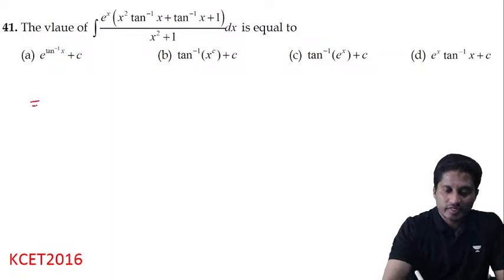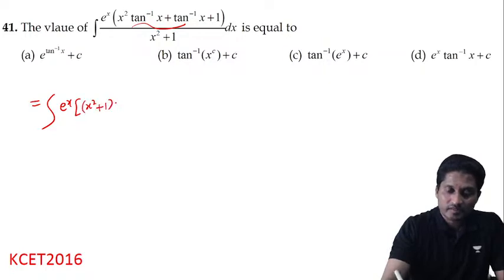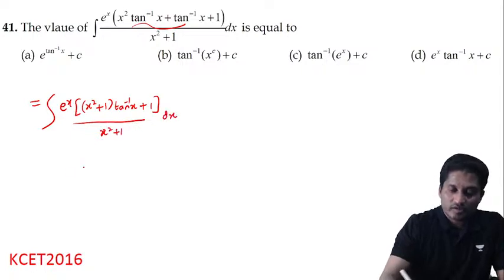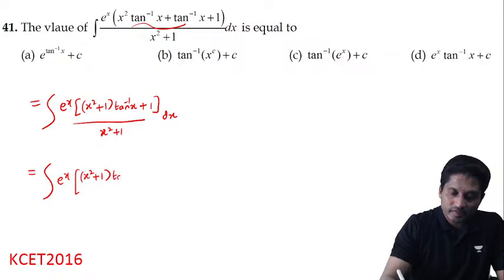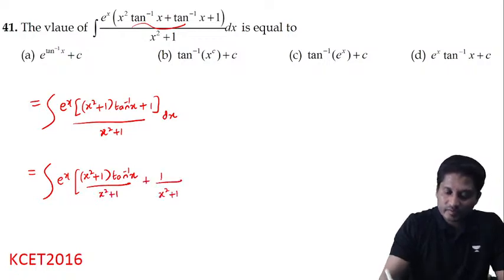So this is equal to integration of e power x. Okay, in the numerator between the first two terms, I'll take tan inverse of x common. So tan inverse of x into this is x square plus 1, whole divided by x square plus 1, then this is dx. Now if I divide e power x into a bracket, x square plus 1 into tan inverse of x, then whole divided by x square plus 1, plus 1 divided by x square plus 1 dx.